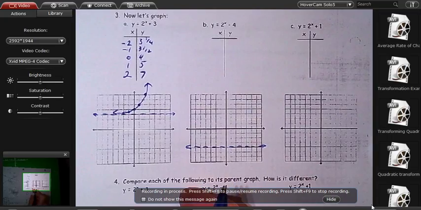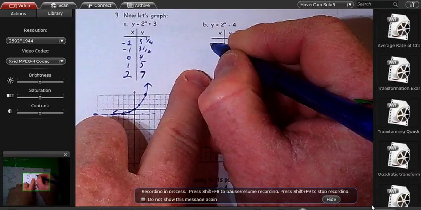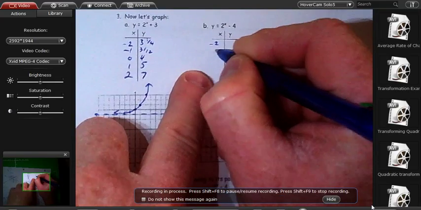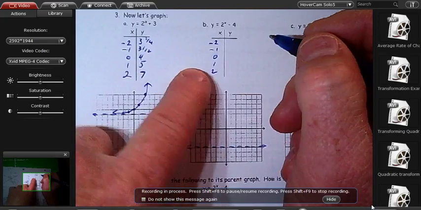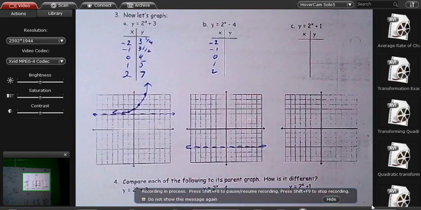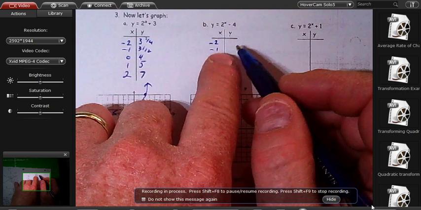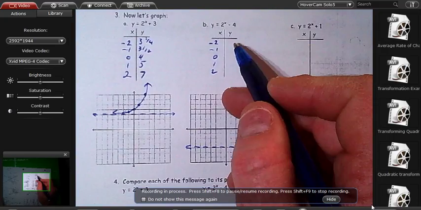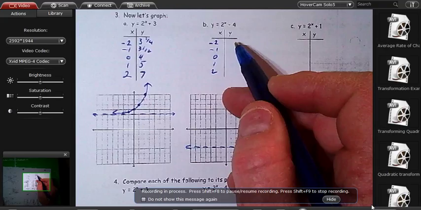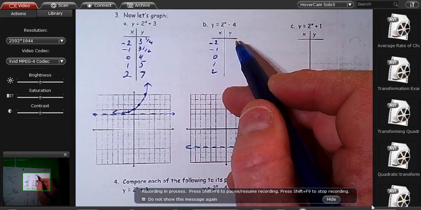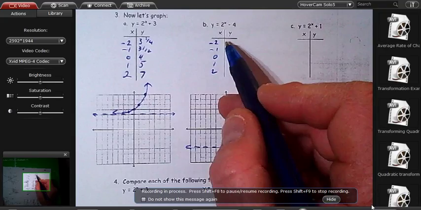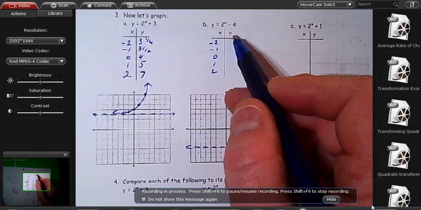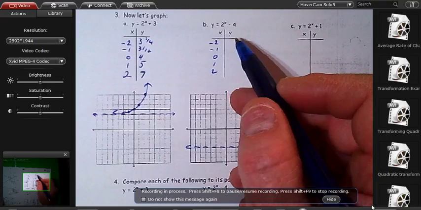All right, now we want to use the same x values: -2, -1, 0, 1, and 2. Right now we're graphing it using the table. But the good thing is, once we learn how to do this, we're not going to need a table. If I'm subtracting 4 from the original numbers, I should do 1/4 minus 4. What does that give me as a mixed number? 1/4 minus 4 is -3 and 3/4. Yes, it is.